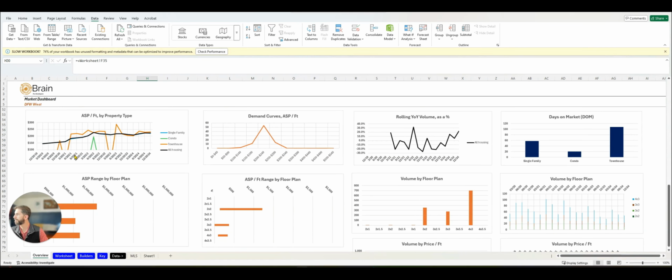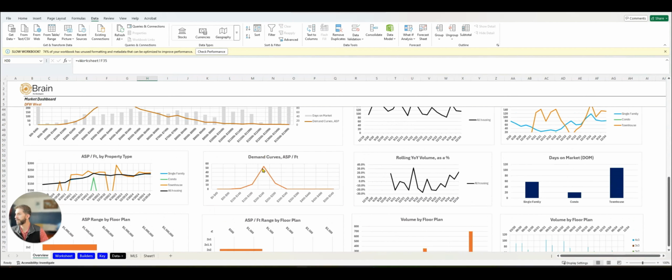And then this is ASP per foot by property type. Another demand curve. It's just ASP per foot, where the most of these take place is 200 to 250. We can see that pretty clearly.